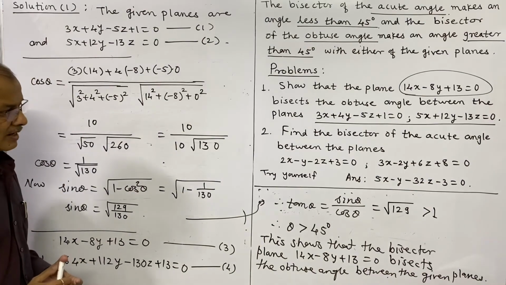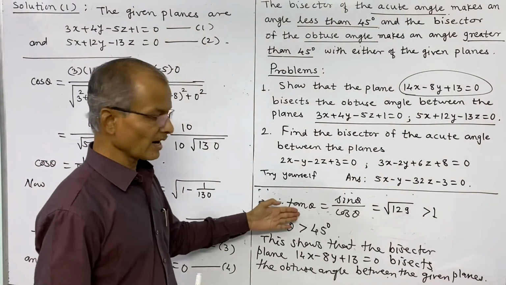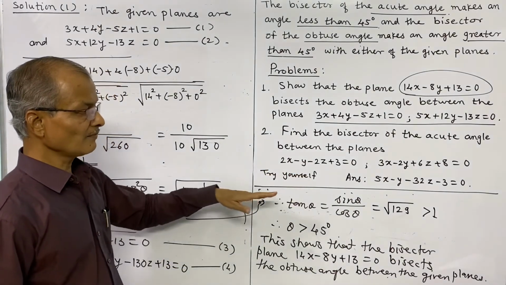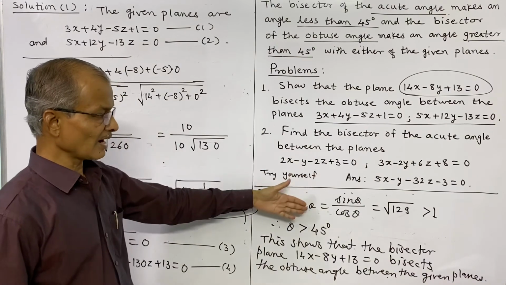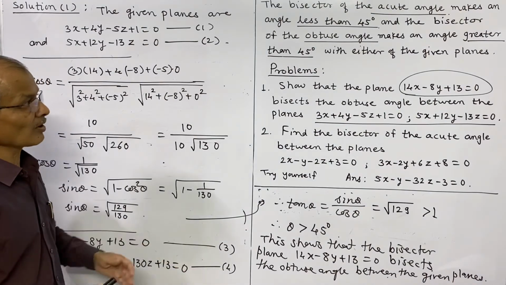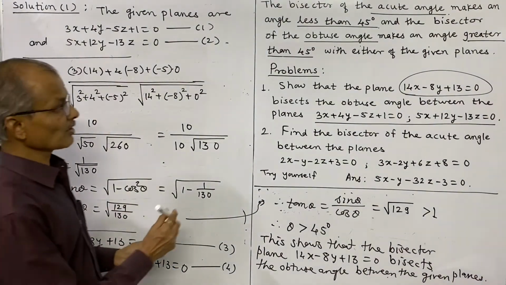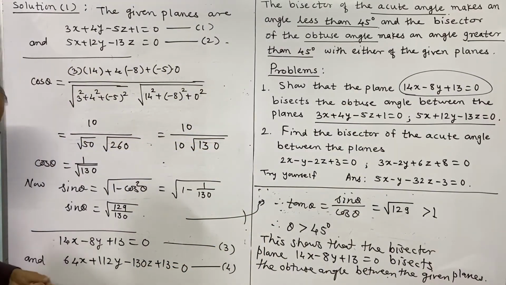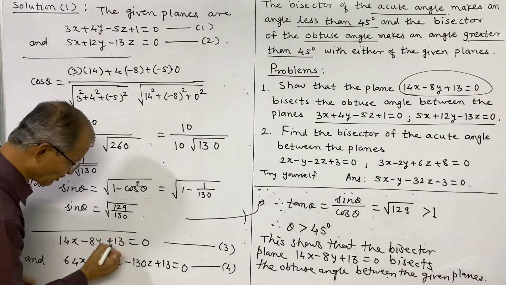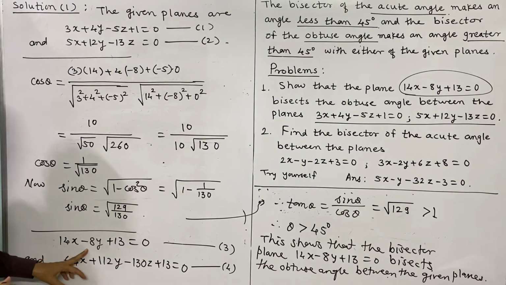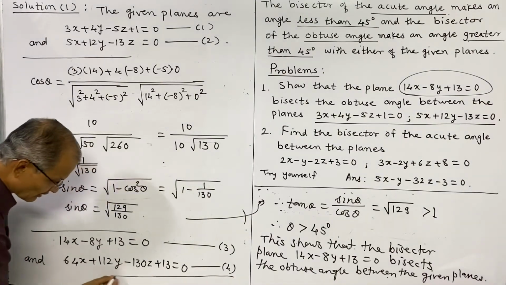As in the earlier case, we have to find tan theta. If it is less than 1, then that plane bisects the acute angle, and if it is greater than 1, that plane bisects the obtuse angle, and the remaining one will bisect the acute angle. In the first problem, if it had been asked to find the acute angle, and you had considered this third plane, we would not know which bisects the acute angle and which bisects the obtuse angle. If the third plane bisects the obtuse angle, the fourth plane will bisect the acute angle.